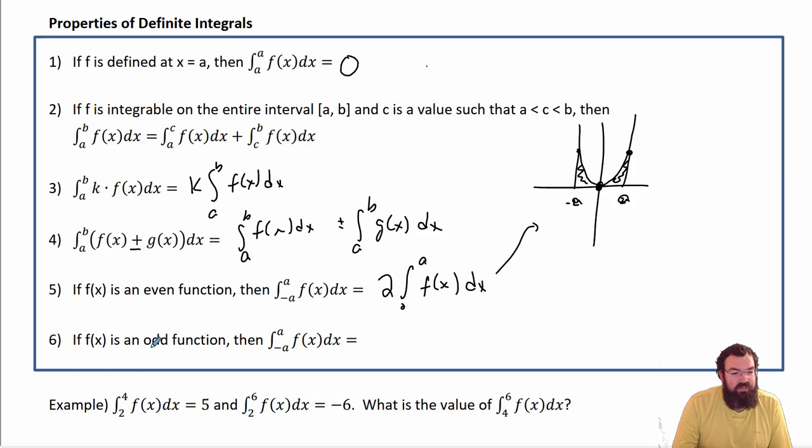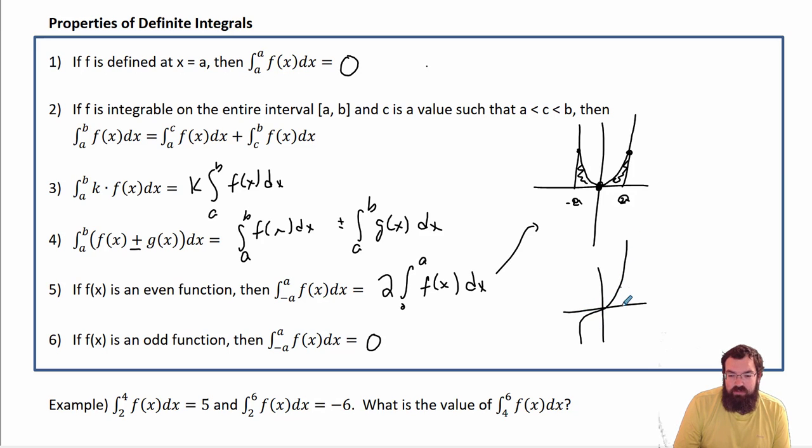Part number 6 there: if f of x is an odd function, then the integral from negative a to a of f of x dx is going to be 0. So in this case, if I took an odd function, which is a cubic function, that's just an example of one. That's a terrible cubic function. Let's see if I can redo that. Maybe I can make it a little nicer. Okay, that's a little bit better.